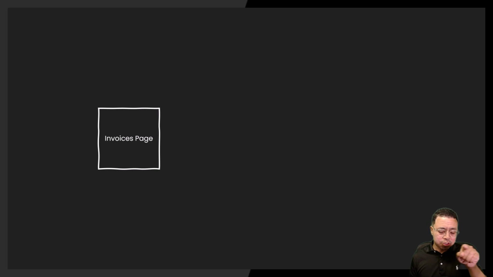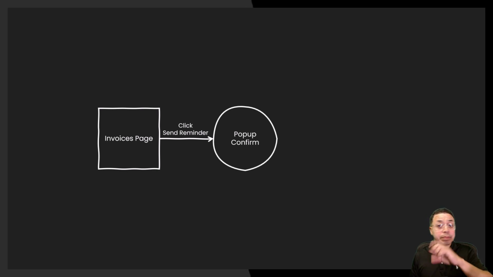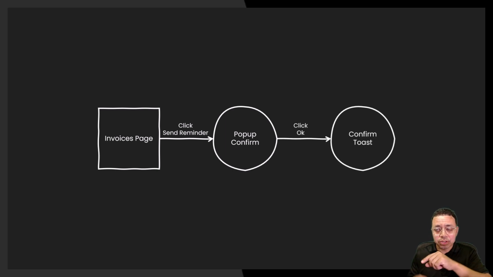So if we think about drawing that workflow, I'd say, well, I'm on the invoices page. That's a square. I click send reminder. That's a pop-up, but it's just a state. I'm still on the same screen. So that's a circle. And then I click OK, and I'm taken to another circle, another state of the page. The confirm pop-up closes and a toast appears. This is a denormalized workflow. Few screens, lots of states.